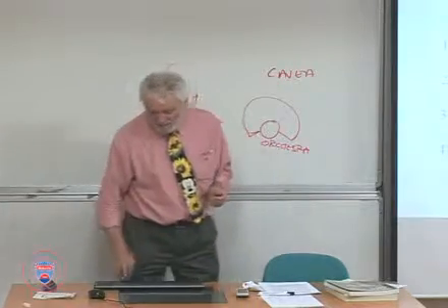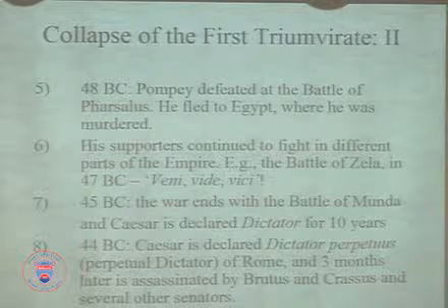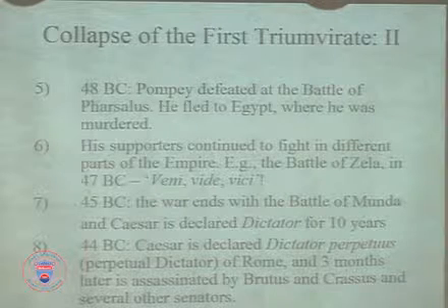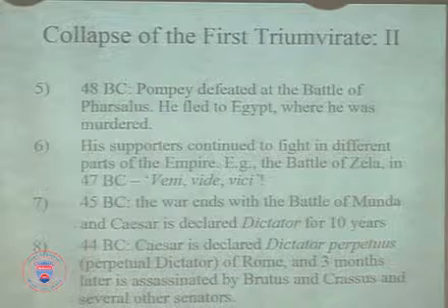49 BC, Caesar marches on Rome. 48 BC, Pompey defeated at the Battle of Pharsalus. He escapes to Egypt, where he was murdered. His supporters, though, continued to fight in different parts of the empire.